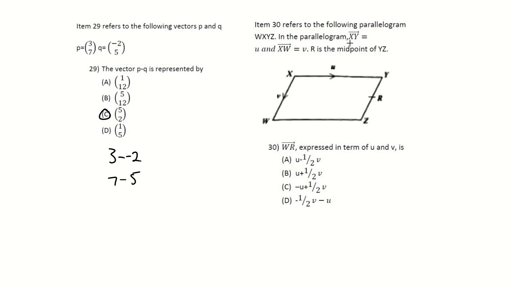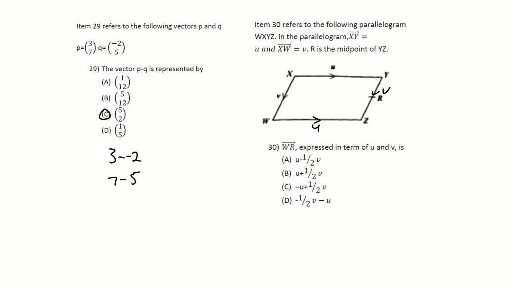Okay, item 30 refers to the following parallelogram. XY is U, so this is also U, and XW is V, so this is also V. R is the midpoint of this. We did something similar to this. They want to know what is WR.